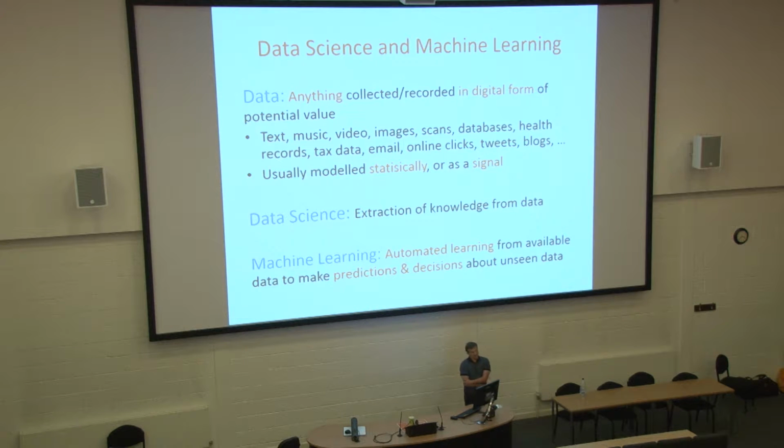And by machine learning, as a distinction from what data science means, there's this word automated. So the process needs to be automated. It doesn't necessarily have to involve humans. It's automated learning from the data in order to make predictions, but also possibly decisions about unseen data. What I mean by this, I'll make a little clearer later on as I go.